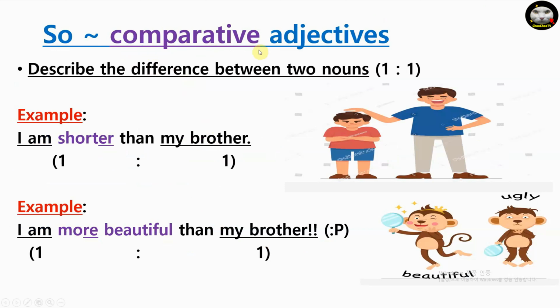So, comparative adjectives describe the difference between two nouns, one to one. Example, I am shorter than my brother. I am one person, my brother's another person, one to one. Another example, I am more beautiful than my brother. We still have two similar nouns, one to one. That's me and my brother.